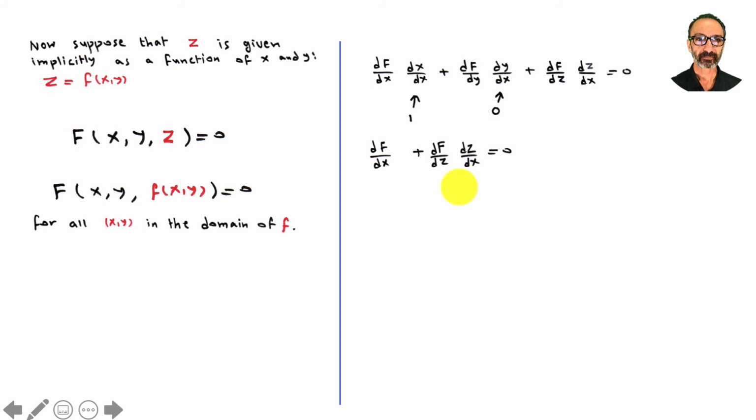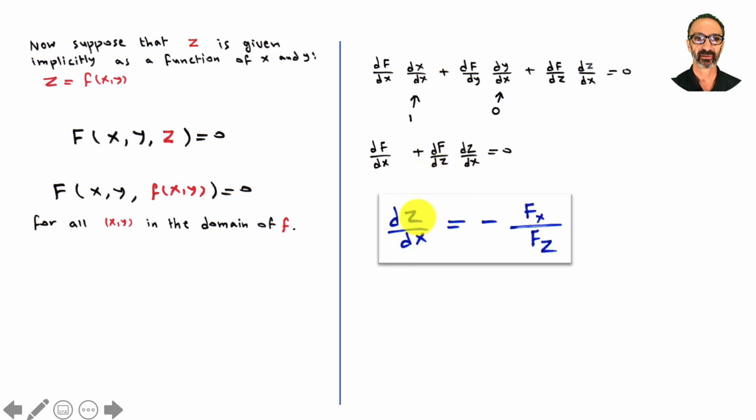So what we have now is df/dx by itself and df/dz dz/dx will add up to 0. Solving for dz/dx, moving this to the other side, which is going to show a negative sign, dividing by df/dz, I have the following, which is written in short.